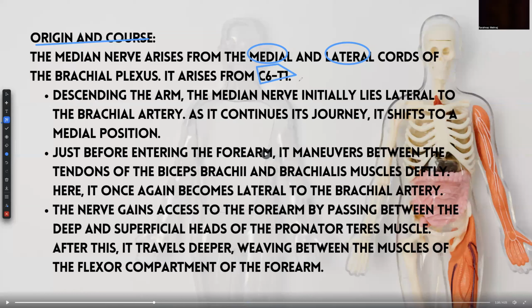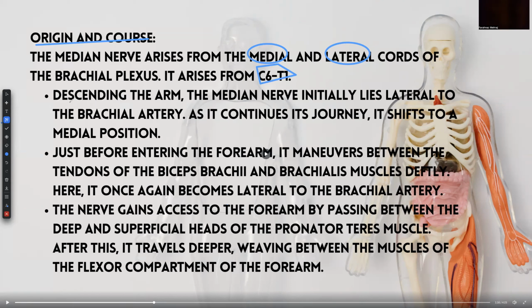When I was in medical school, I used to make crazy, funny mnemonics before remembering things, so it would be easier for me to remember. For the median nerve, I had "brachial plexus, mera, lala." So it's brachial plexus, medial and lateral cords. Brachial plexus, mera, lala.